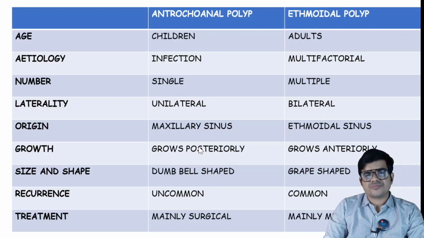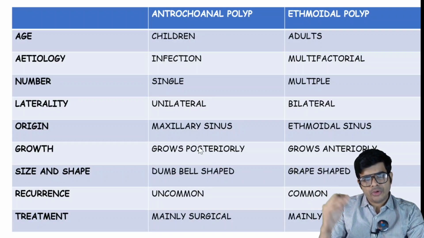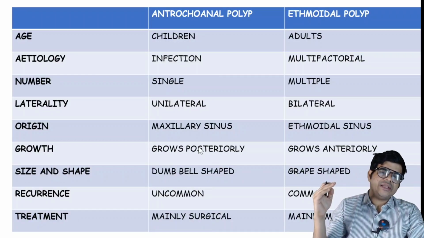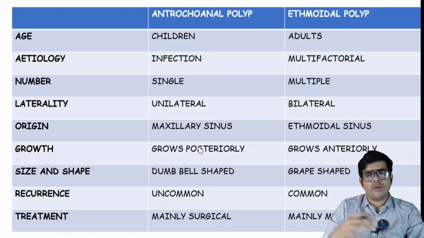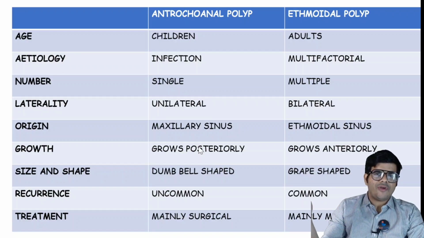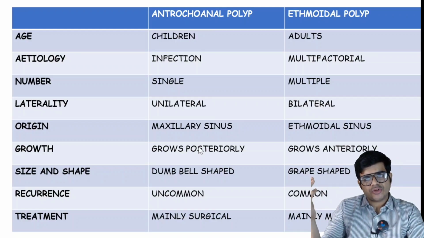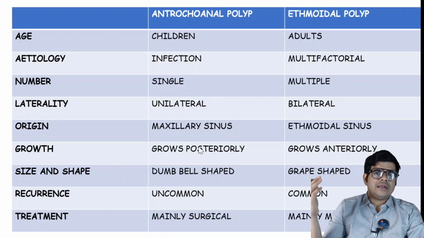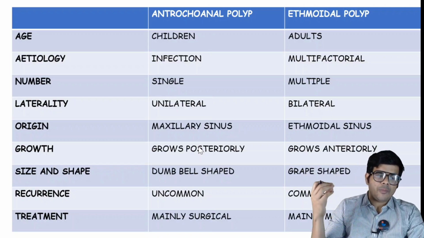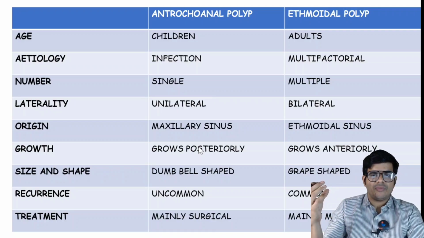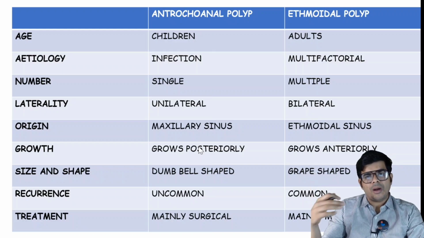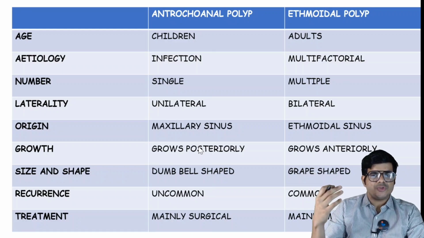What are they? First thing, I already told you, it is more commonly seen in children, antrochoanal polyp, whereas ethmoidal polyps are seen in adults. Etiology of AC polyp is infection. Okay, ethmoidal polyp, it is multifactorial. I told you the various associations of ethmoidal polyp, right? And it is single because it is coming from the maxillary sinus in case of antrochoanal polyp, whereas it is multiple, coming from multiple ethmoidal air cells. So it is multiple in case of ethmoidal polyp.